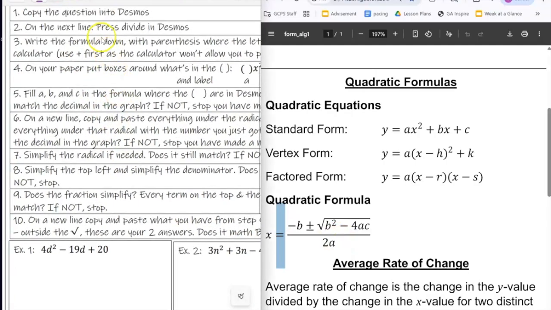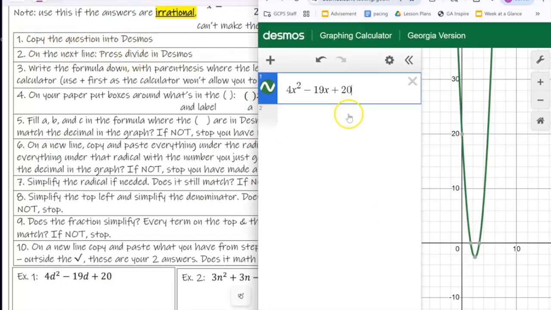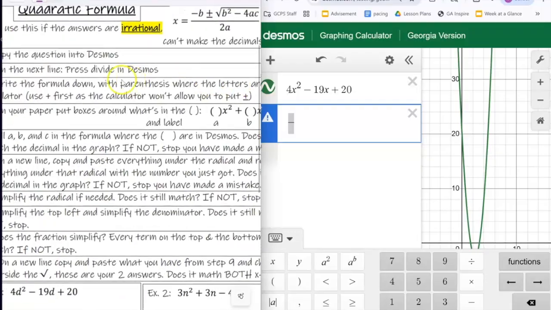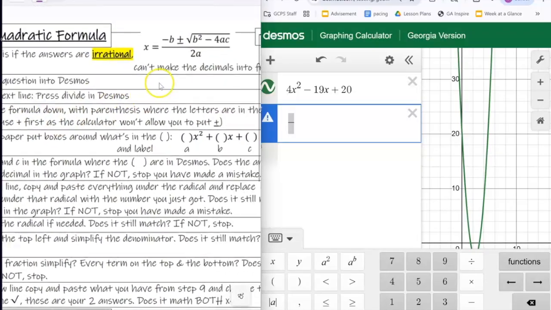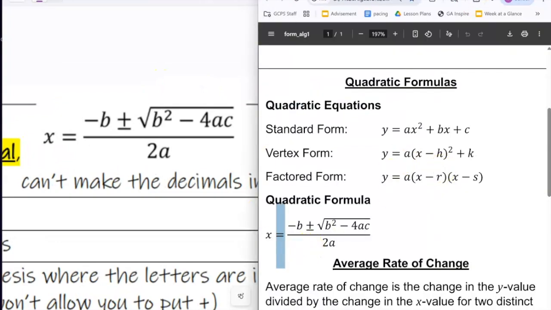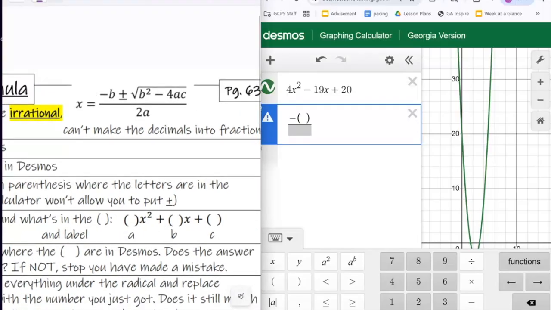So after you copy your questions into Desmos, on the next line, I'm going to press divide or slash, and then write the formula down in parentheses where the letters are in the calculator. Here is the formula, and it's the same thing as on the formula sheet. I just need it next to me so I can do it. We're going to write this whole thing, but where there's letters, you're going to put parentheses. So minus, and then I see B, so that's parentheses. Now I can't put a plus or minus, okay?